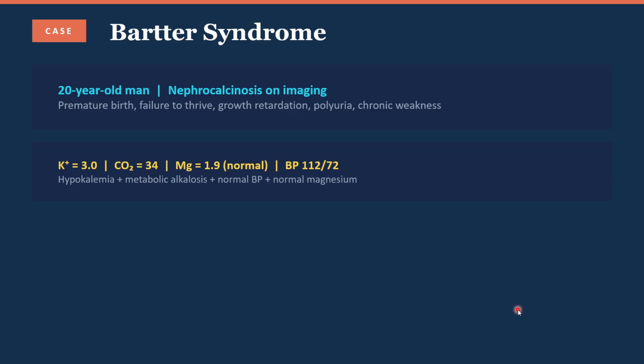His labs are positive for potassium of 3.0, bicarbonate 34, so hypokalemia with metabolic alkalosis. Magnesium is actually normal at 1.9, and his blood pressure is also normal at 112/72. So we have the classic triad: hypokalemia, metabolic alkalosis, normal blood pressure.